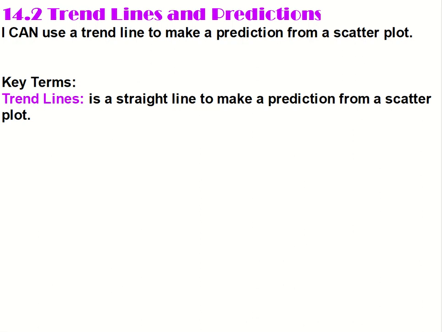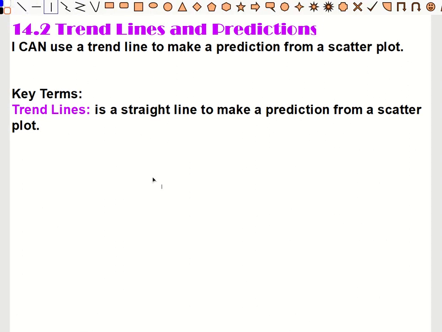Last video about scatter plots. We're going to talk about trend lines and making predictions with trend lines. So first, we need to know what a trend line is. A trend line is a straight line to make a prediction from a scatter plot. So if I have a scatter plot, I'll just show a quick example of what a trend line would look like.